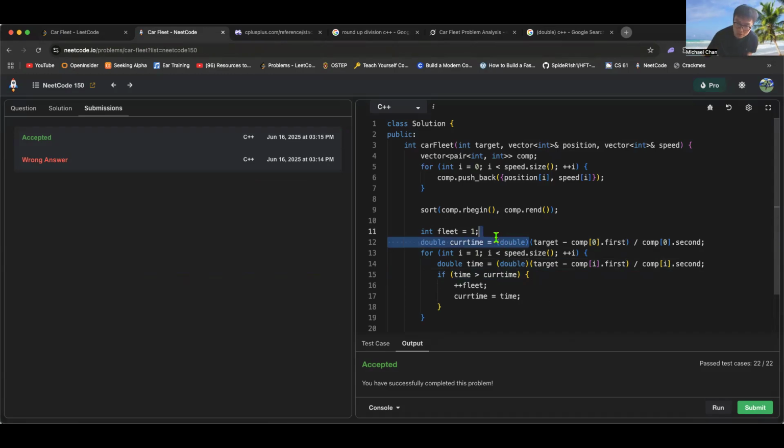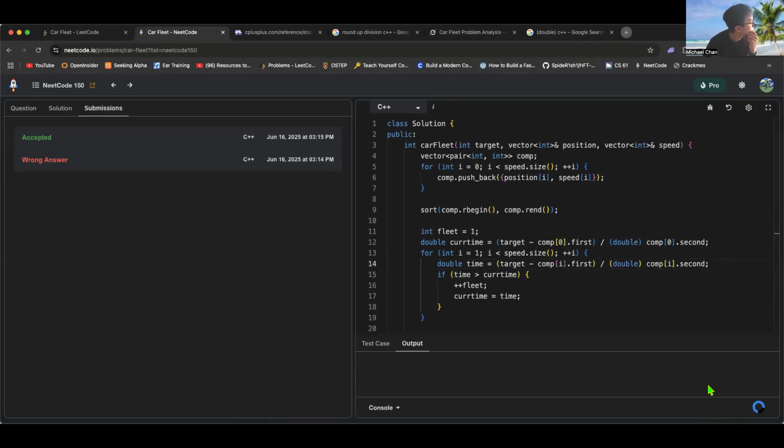I get it, but why do I have to cast it double here first? Aren't I already casting it? What if I do this? Would that work? It would. Okay, well, that's fine.